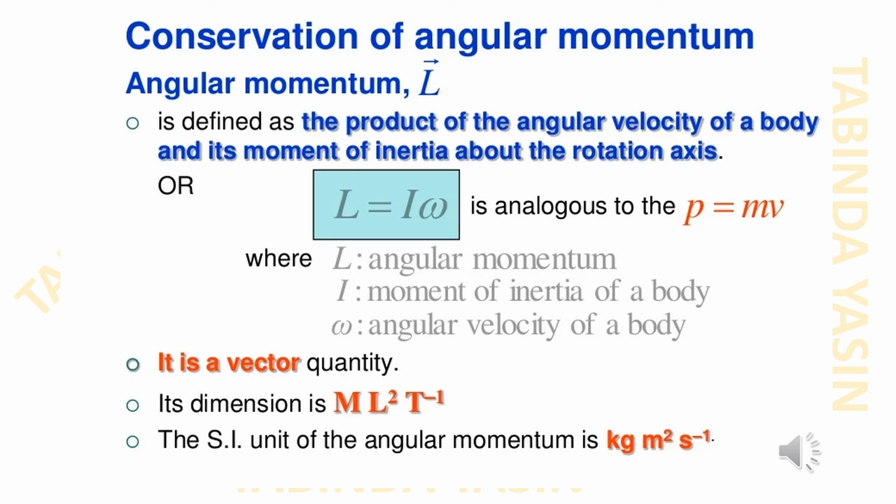We know that linear momentum is a vector quantity, so angular momentum is also a vector quantity. The dimension of angular momentum is M L square T minus 1, and the SI unit of angular momentum, similar to linear momentum, is kilogram meter square per second.